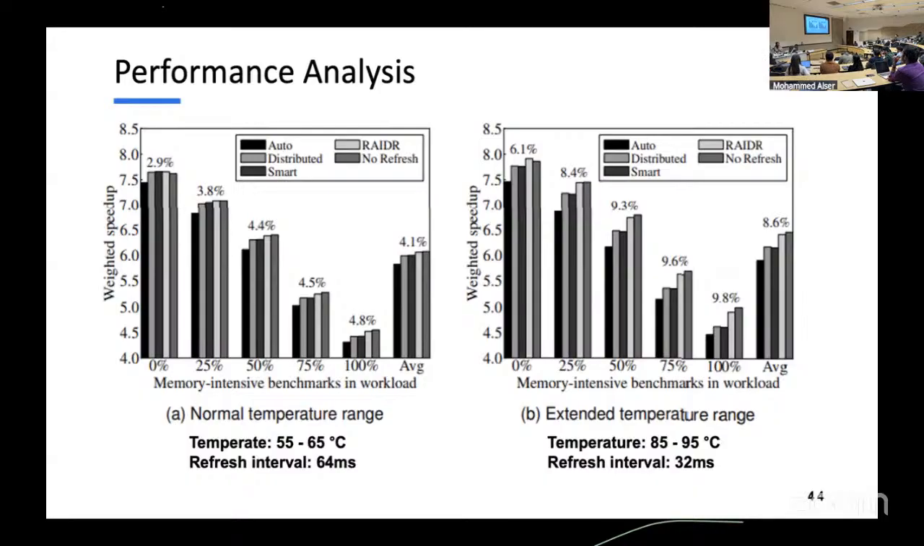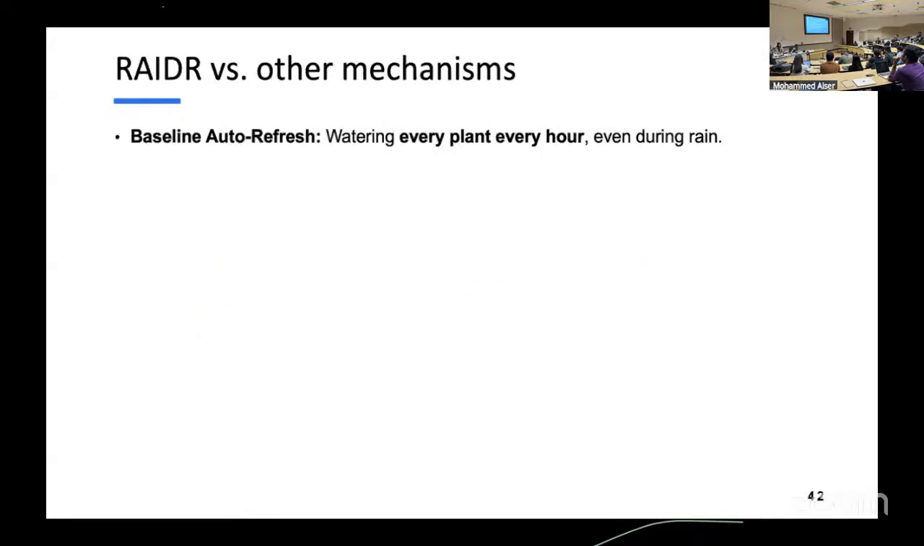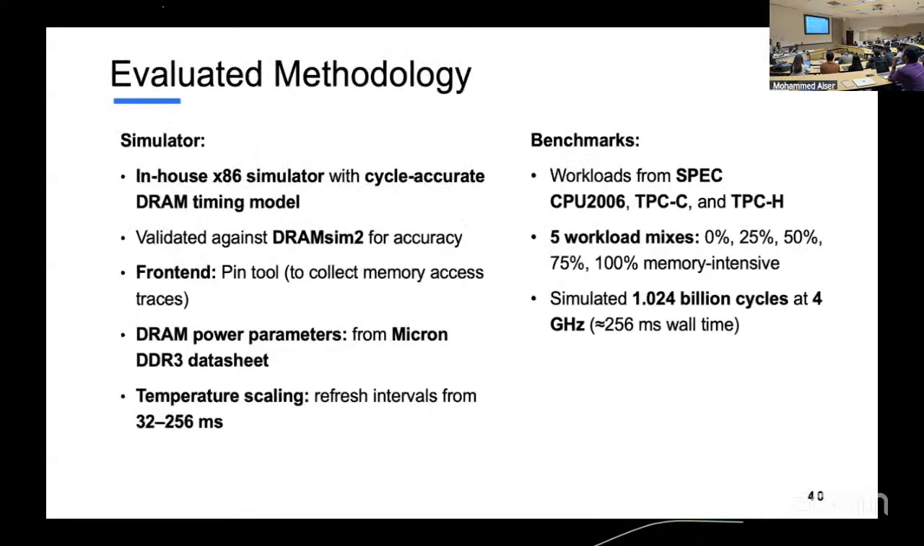They have been using SPEC CPU 2000, TPC-C, and TPC-H as the workloads in order to test how it performs like a real DRAM. They have been tested against these workloads. I hope I have answered this question.